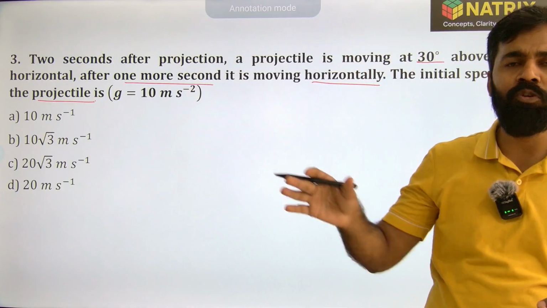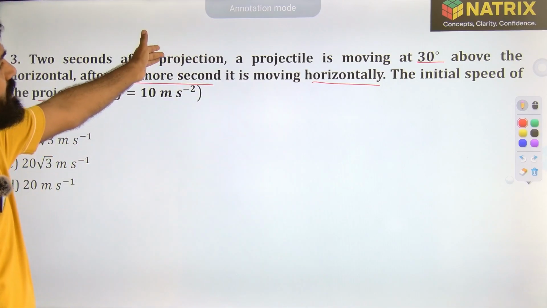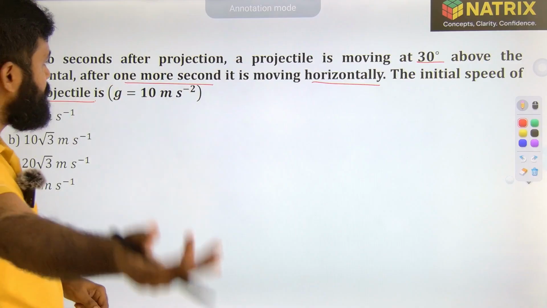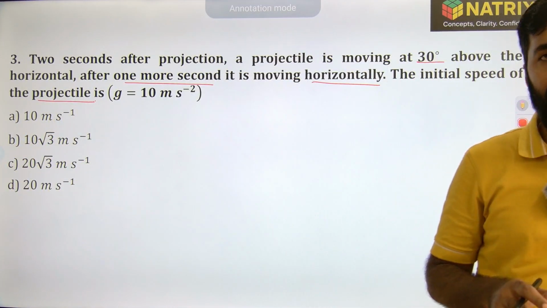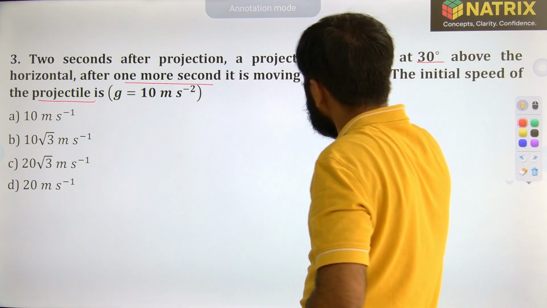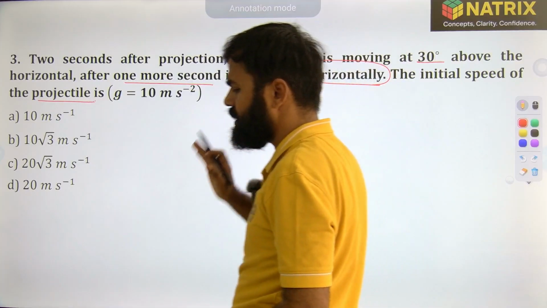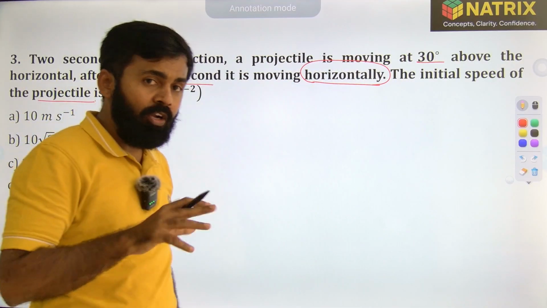It's a projectile motion based question. They have given after 2 seconds, it is at 30 degree with the horizontal. After one more second, it is moving horizontally. So we will be stuck here. What generally we will be doing is, we will be worried about how it is moving horizontally. So what do they mean by this?